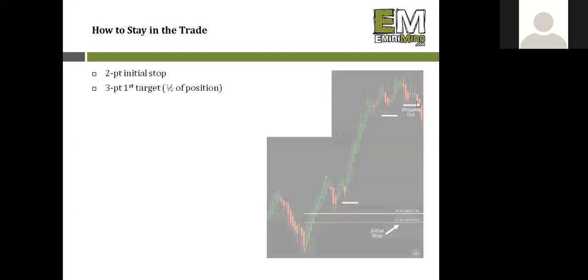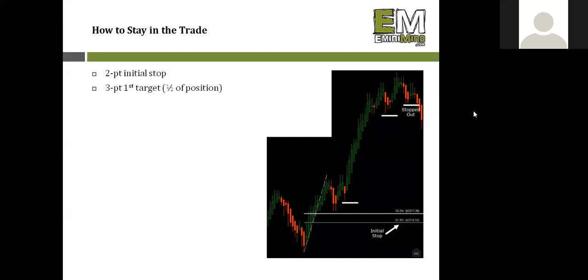So 2-point stop, 3-point first target. And then the second half of the position, I like to trail. I've got a couple of different ways that I trail my stop, but they're all pretty basic, and they're often market dependent, on how quickly the market is moving.